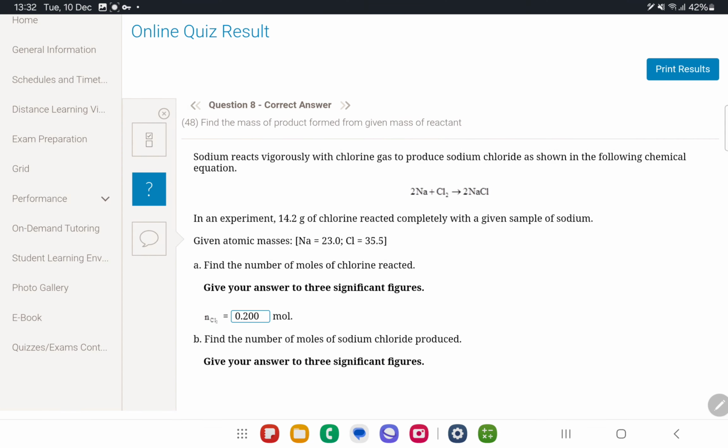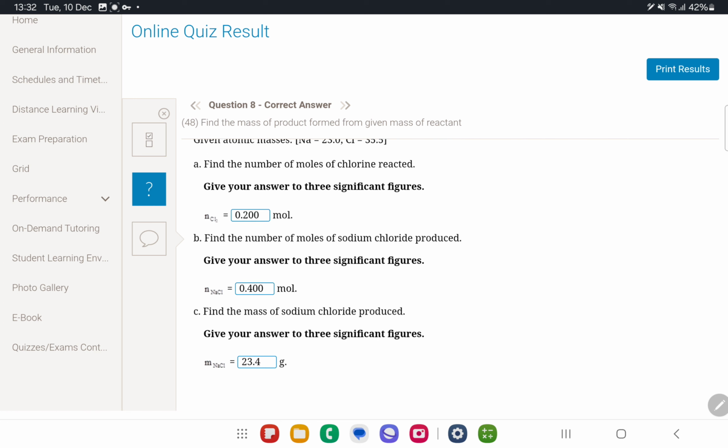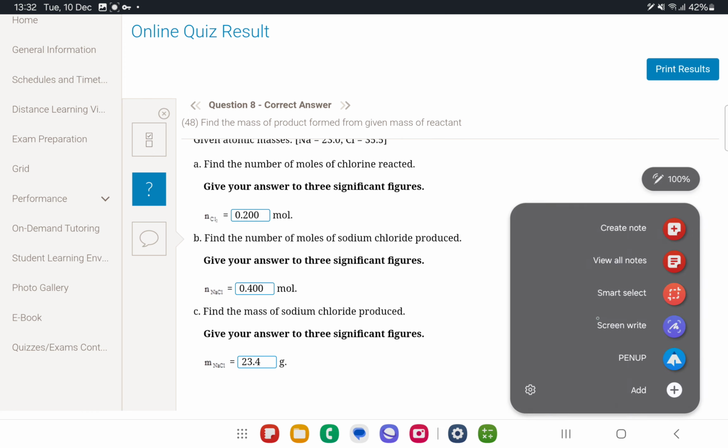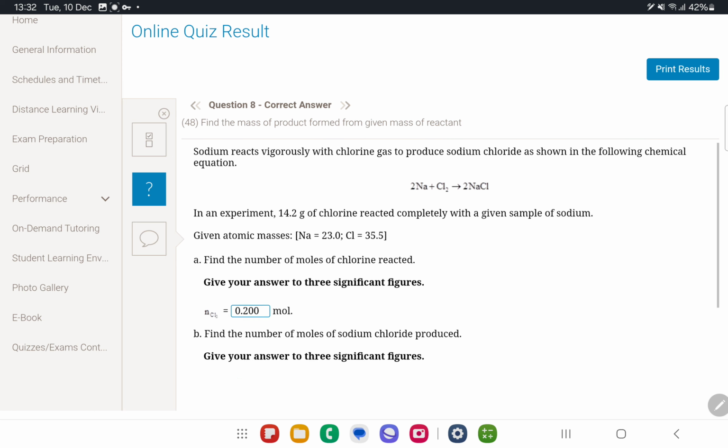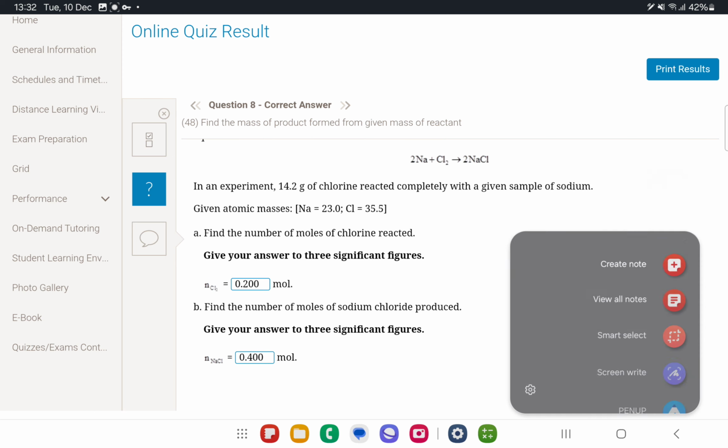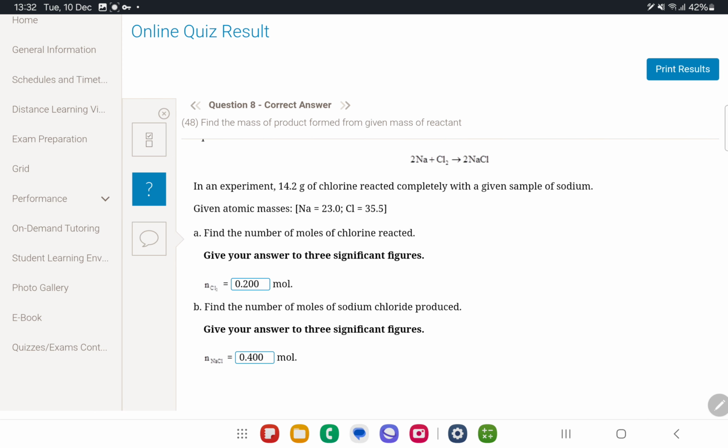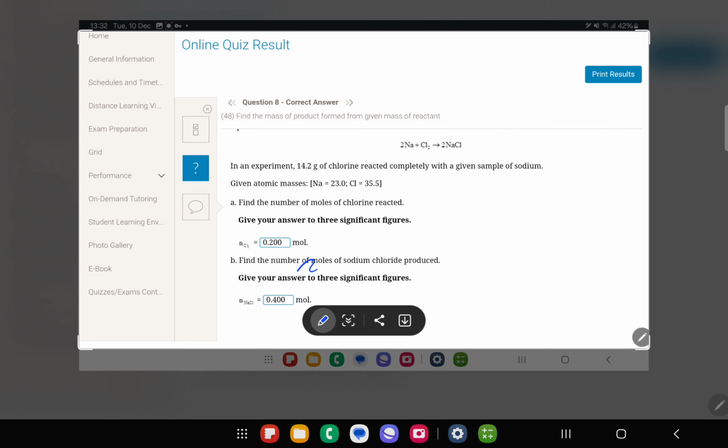Alright. Now for part B, find number of moles of sodium chloride produced. Okay. Now for this one we have to use ratios. They want moles of sodium chloride, which is this one. And the easiest way to solve this is to use something we already have the moles of. And we have the moles of chlorine. So we can use chlorine also.